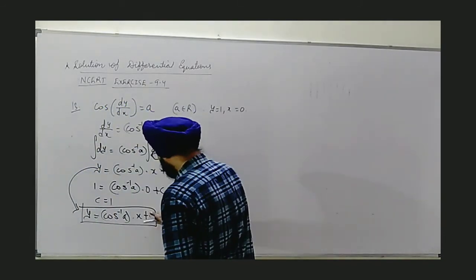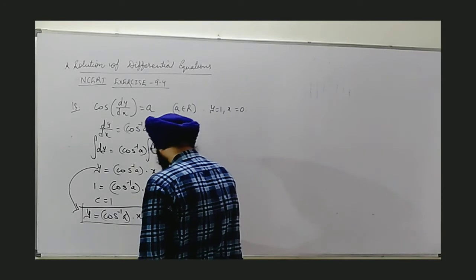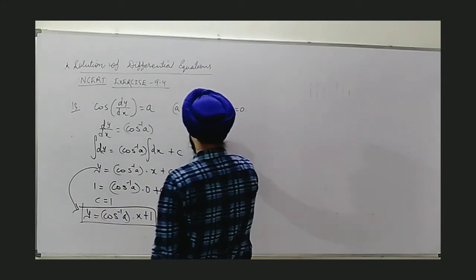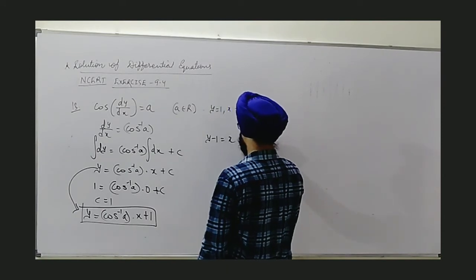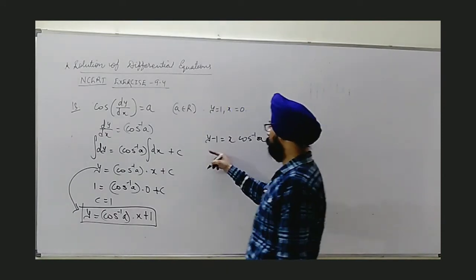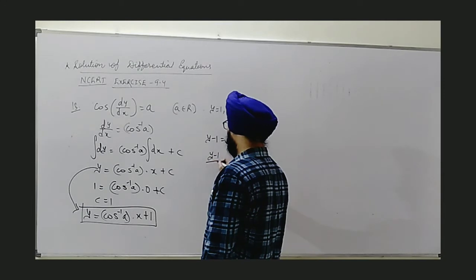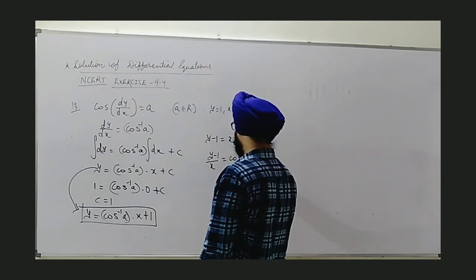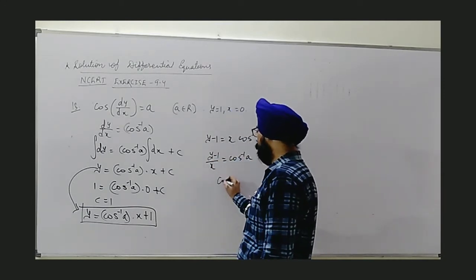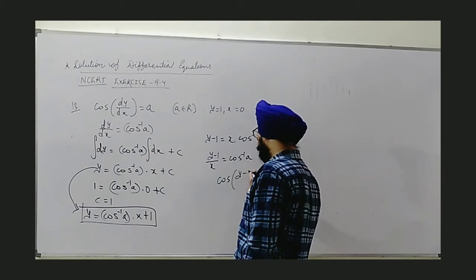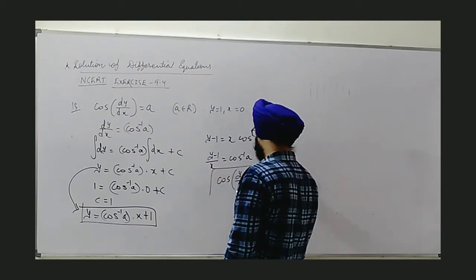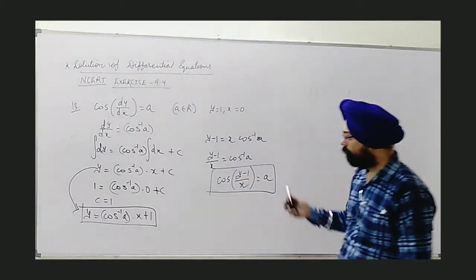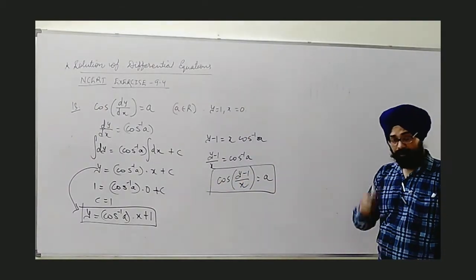First of all, this c is 1, we have already obtained. If I shift this to the left hand side, this will be y minus 1 equals x cos inverse a. X also shifted, y minus 1 upon x equals cos inverse a, or we can say cos of (y minus 1 upon x) is equal to a. Not a compulsion, but we can get it.